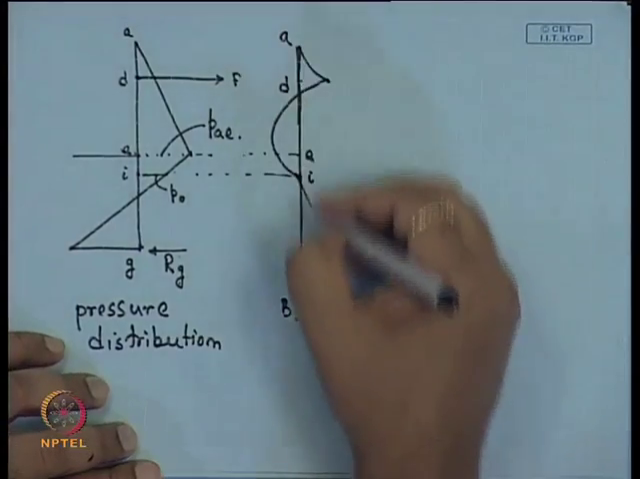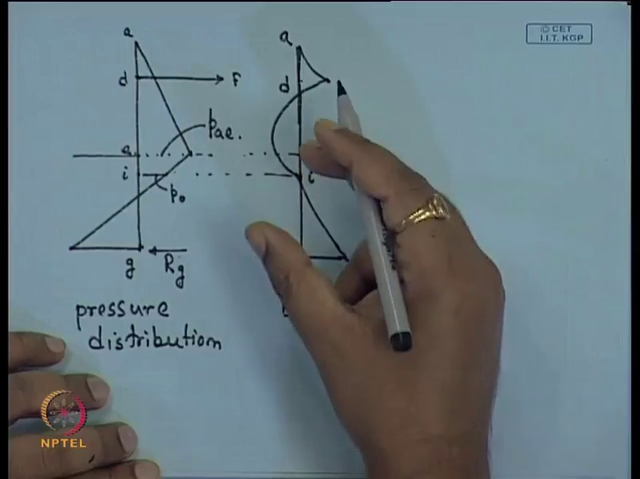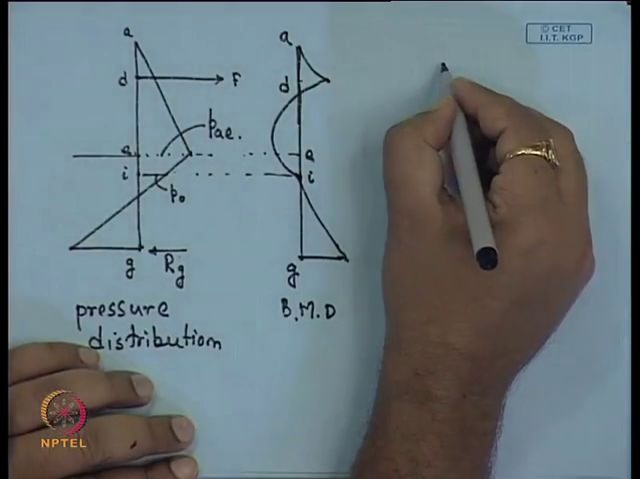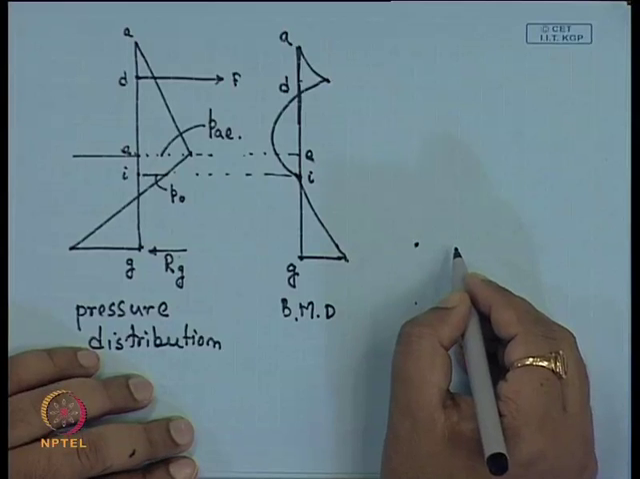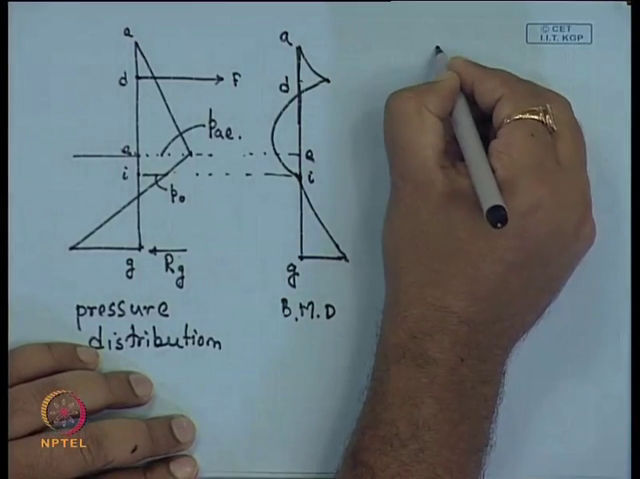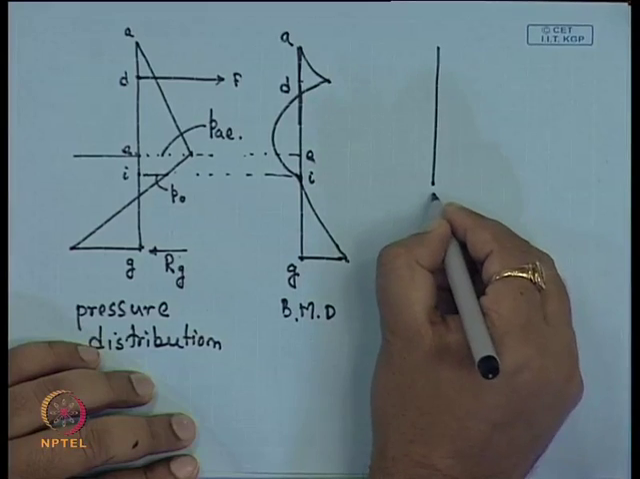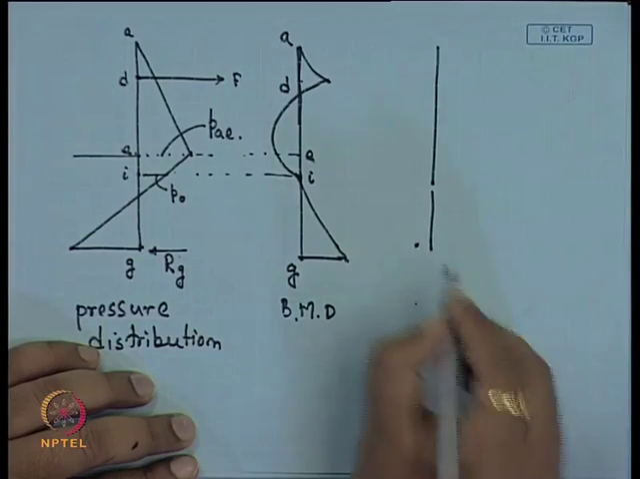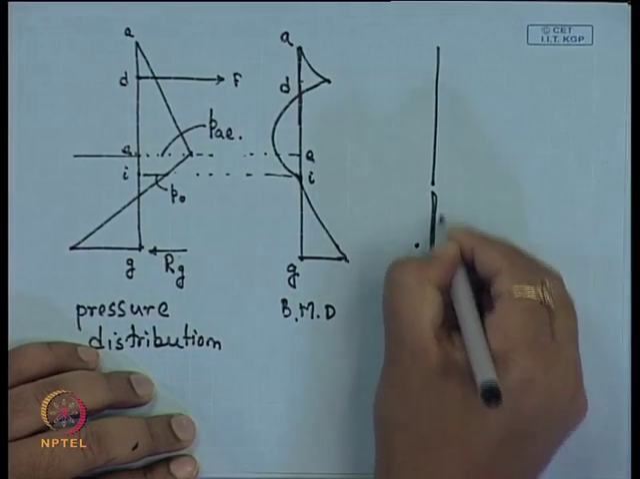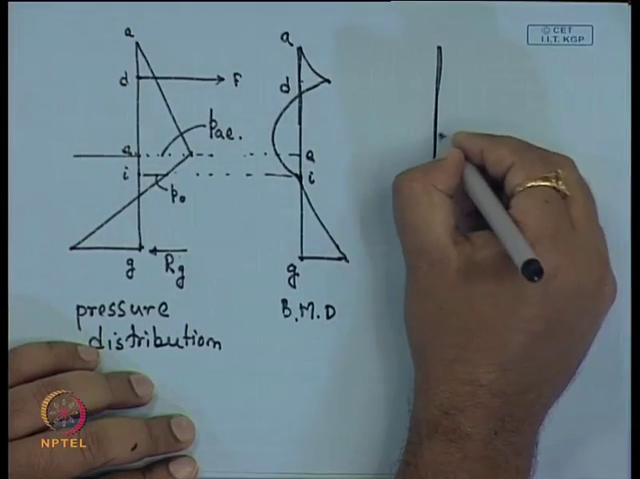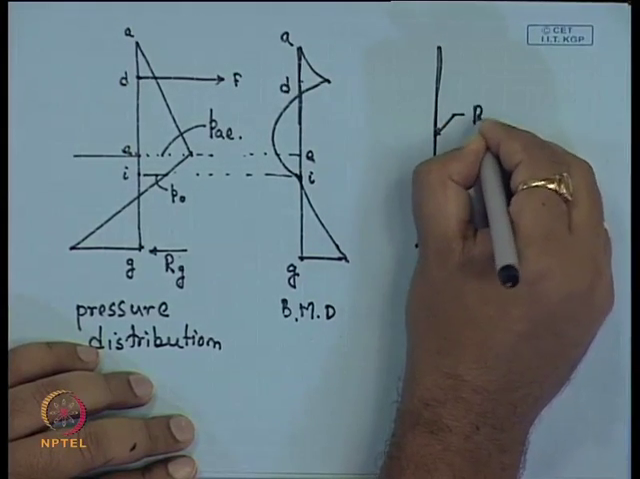Now, we consider this total portion to be divided into two parts, as two different beams. One beam is from A to I, and another beam is from I to G. So, we consider these two beams, and one beam is from A to I. This is our beam number 1.